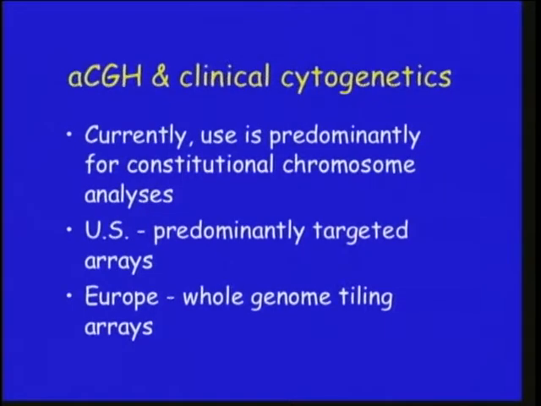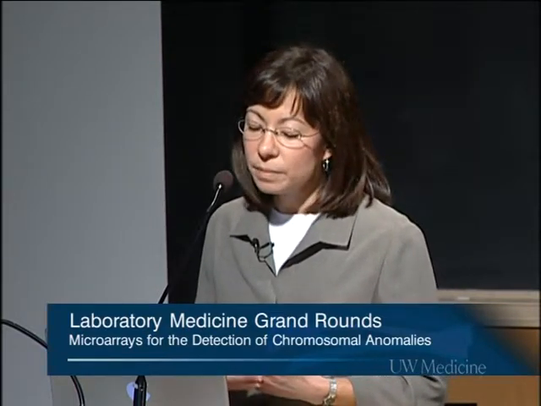And in this country, the labs that are performing array CGH clinically are primarily using targeted arrays. And there aren't that many labs that are doing this technique in the clinical lab right now. There's probably at least a dozen, but maybe not more than 24 labs that are doing this right now. Whereas in Europe, they seem to be more comfortable using whole genome tiling arrays.